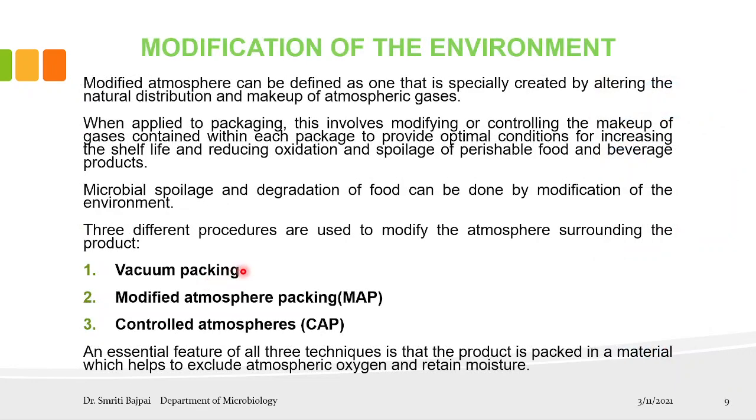Now the next method is the modification of the environment. So modified atmosphere can be defined as one of the specially created environments. When we are altering the natural environment, natural distribution or the makeup of the atmospheric gases where the microbe is present, that is called the modification. So we are altering that environment. How we are doing it? We can do it by vacuum packing, by modified atmosphere packing, or by controlled atmosphere. So these are the three different procedures.